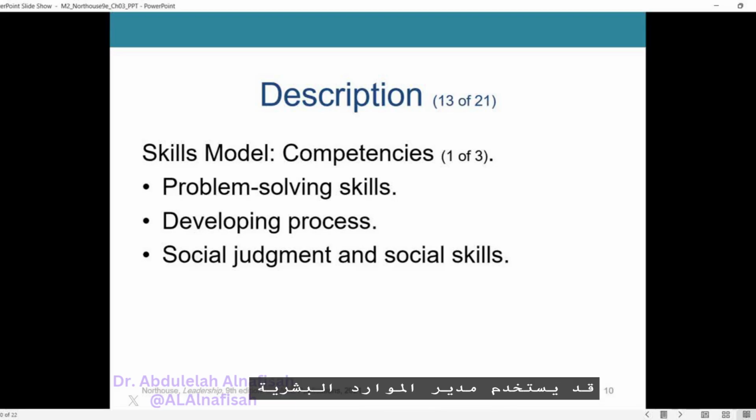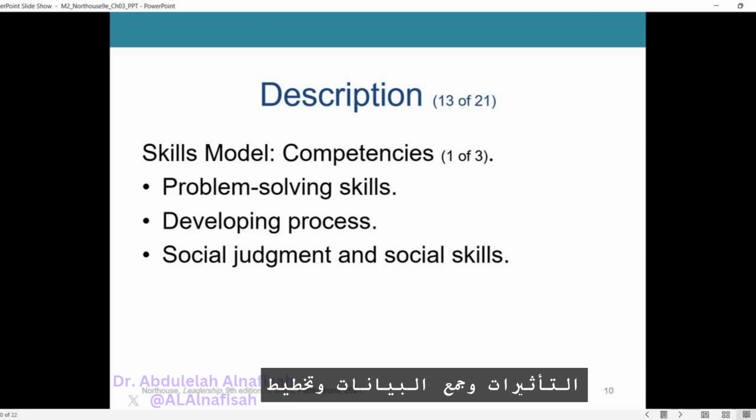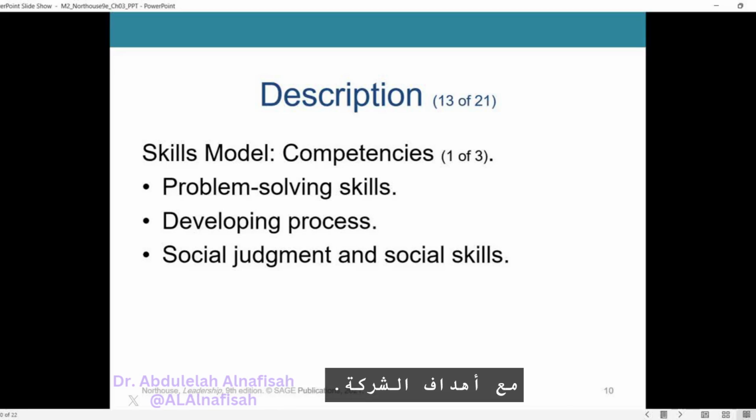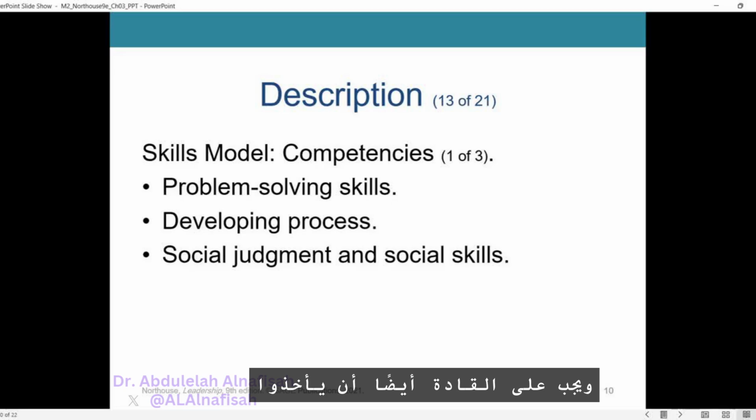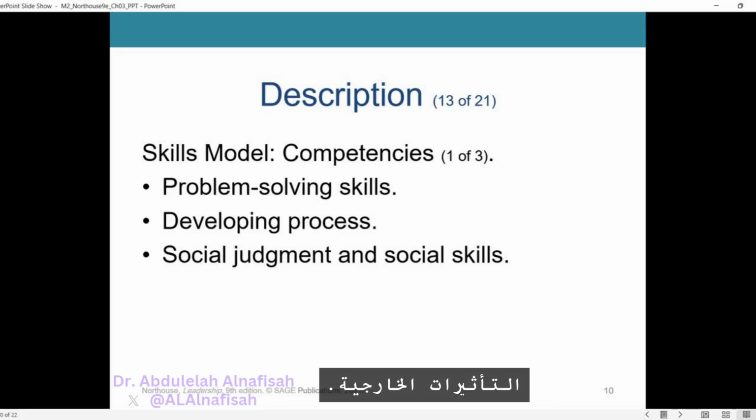For instance, an HR director reducing healthcare costs would use problem-solving skills to assess impacts, gather data, plan communication, and align decisions with company goals. Leaders must also consider short and long-term objectives along with external influences.